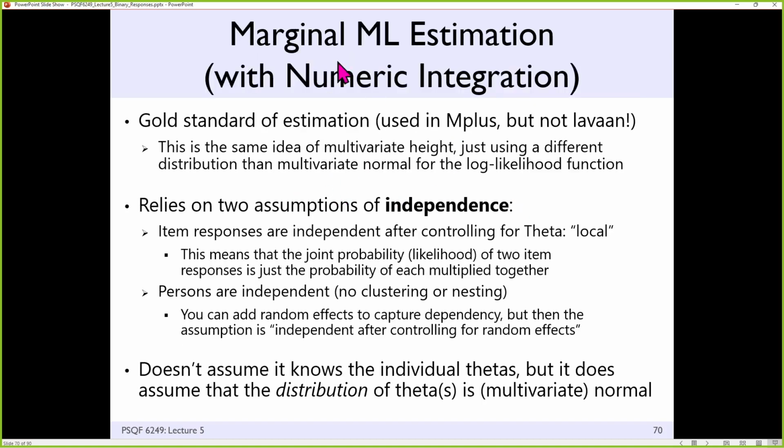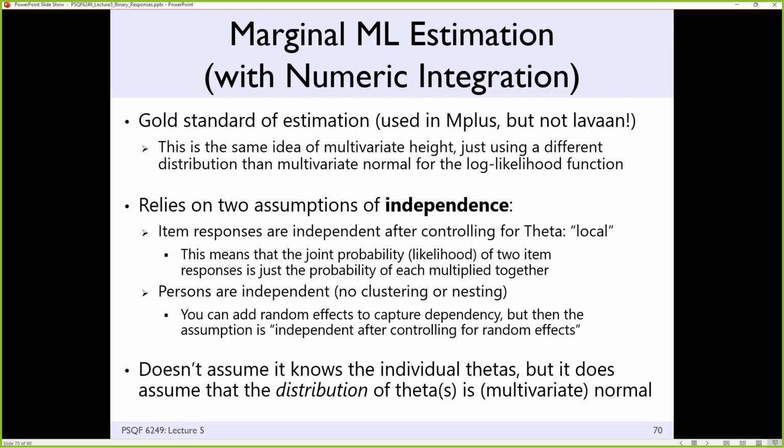So what we're focusing on then in terms of the gold standard within maximum likelihood land is what's known as marginal maximum likelihood, also known as numeric integration. So this is what we've been using in M+. The reason that I have not shown corresponding examples in Lavaan yet is because Lavaan doesn't have this. You would have to switch to a different package that does full information maximum likelihood for these models.